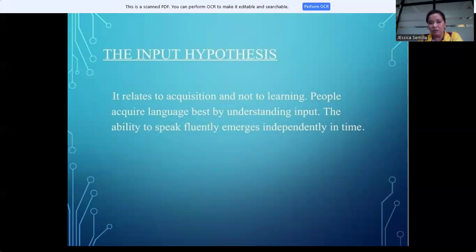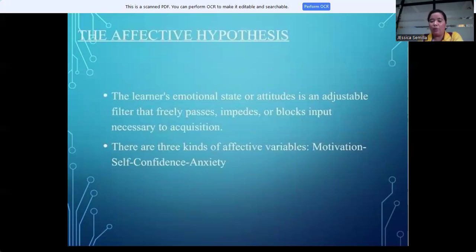acquire it and get the rules, and then after that, people acquire language best by understanding input when they are already immersed in speaking fluently, independently, consistently within the conversation. So after that, when the students are knowledgeable and confident about the learning, about the rules, about the acquisition, the learner's emotional state is adjusted in a way that they can freely express themselves, and then blocks input that is necessary to acquisition.